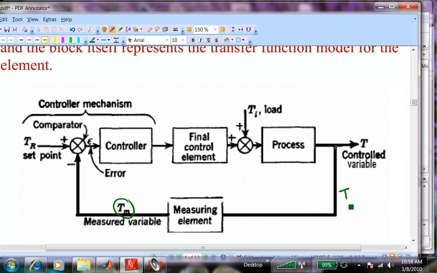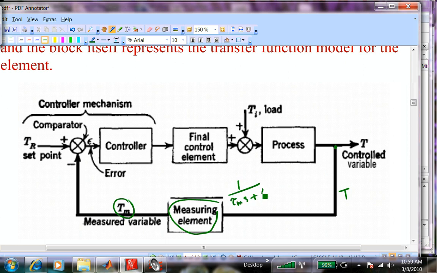The little lag. The thermocouple doesn't instantly sense the temperature. So if you dip a thermocouple or thermometer into a liquid, it takes a certain amount of time to reach equilibrium, to reach the temperature of the surrounding liquid. That delay may be very small, maybe of the order of milliseconds in the case of a thermocouple, but maybe of the order of a second in the case of a thermometer. But still, we are going to consider that delay. So we may represent this as 1 divided by tau m s plus 1.